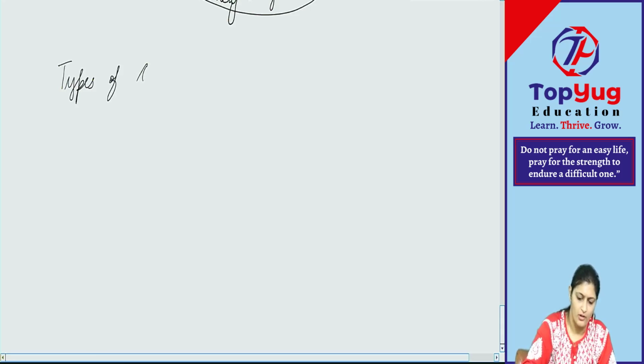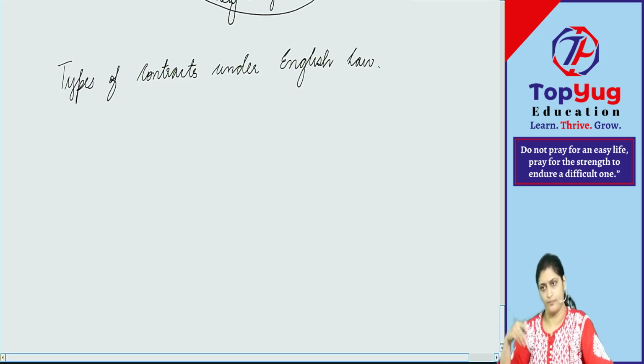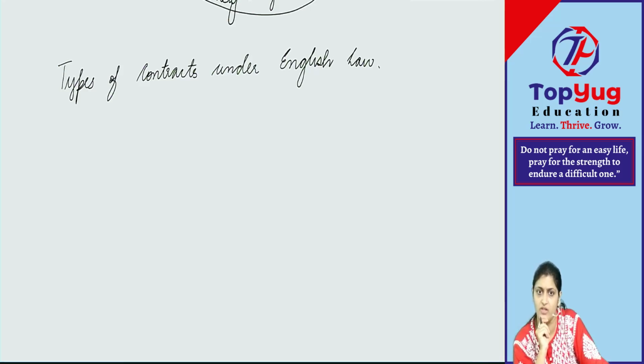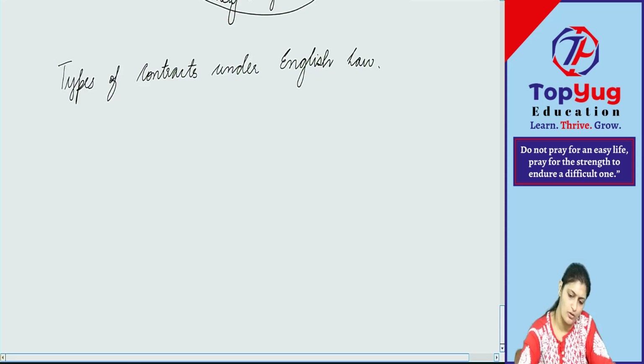Types of contracts under English law, not your Indian law, English law. Types of contracts which are not something which is there in our country, but which is there in other countries. So, types of contracts under English law.